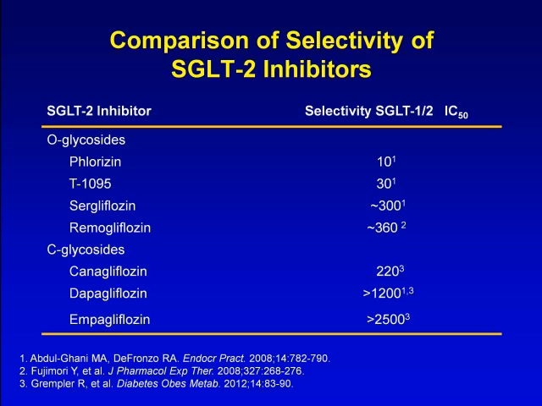The next slide looks at the selectivity for SGLT1 and SGLT2, and as you can see, Phlorizin is not selective at all, and that may have led to some of its side effects. And its IC50 is also somewhat low, and as a result, choosing drugs that are much more potent and more specific might make a big difference. There are some structural differences as well between the drugs that have been approved, and those that have not.